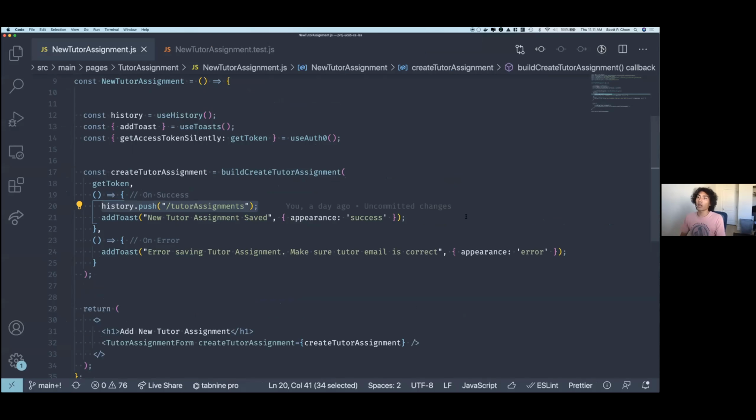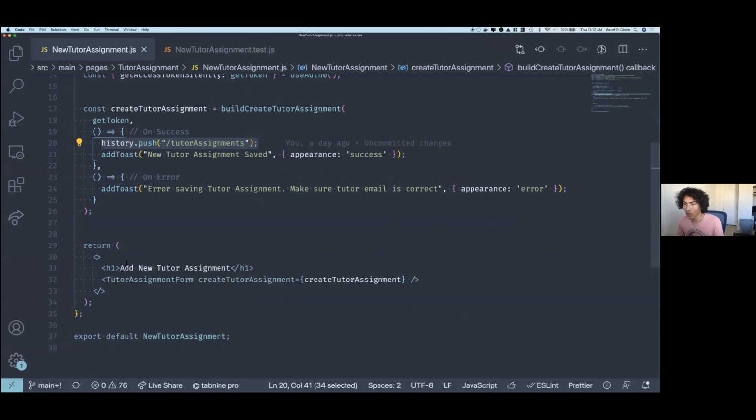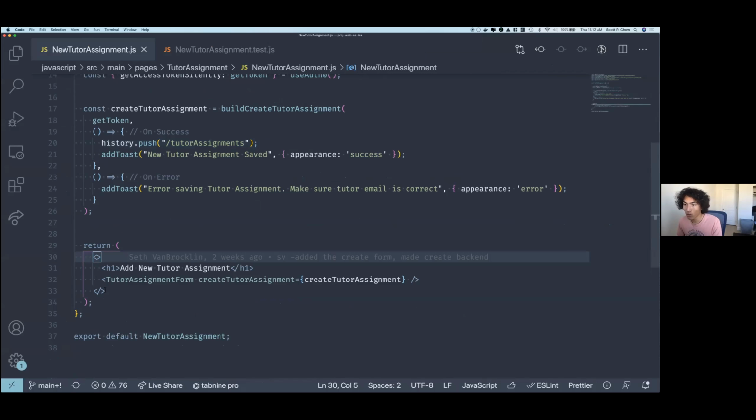So this code that you're seeing here is JavaScript. It is written in the React framework. What I want to draw everyone's attention to is that the output, or the look of the page, is handled here in the return statement. We see, for example, the title of the form, add new tutor assignment, and then we see a tutor assignment form below it.